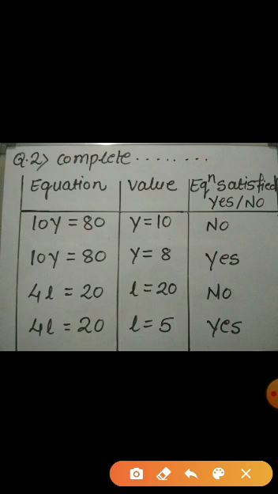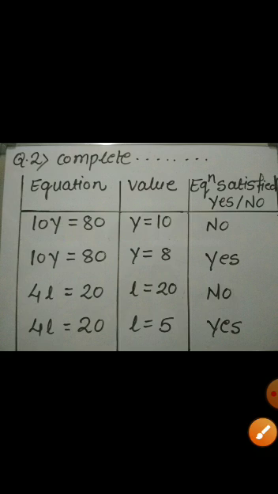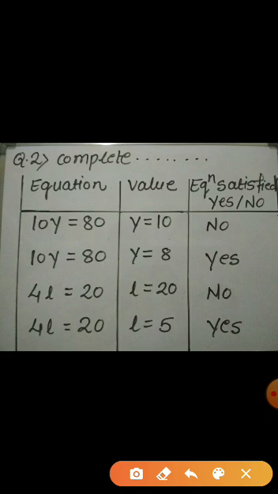Now look at the first equation. It's 10y is equal to 80. Here y is the variable and the value of the variable given is 10. If you substitute the value y is equal to 10 in the given equation, what will you get? 10 into 10, 100, not 80, right? It means y is equal to 10 is not satisfying the equation. Hence, here I have written no.